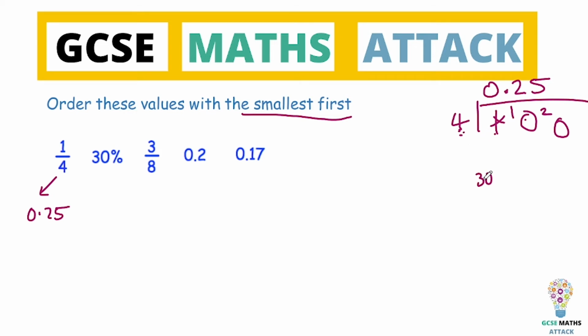30%, we know that if you're going to go from a percentage to a decimal, you're going to divide it by 100. So you've got 30 and you're going to divide by 100. So 1, 2, that's 0.3.